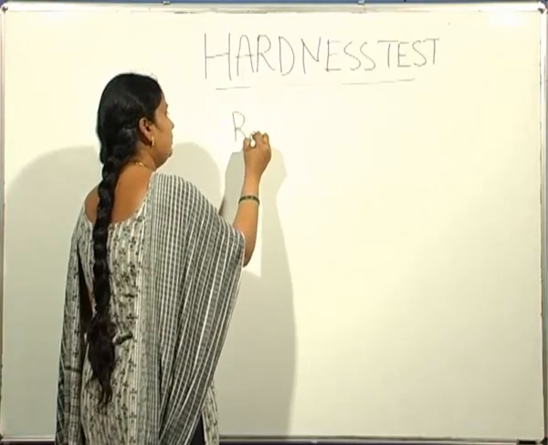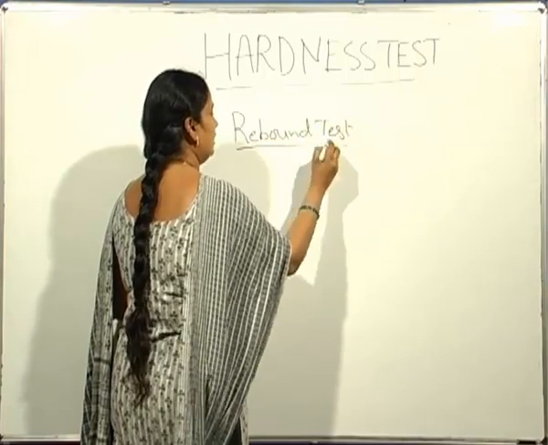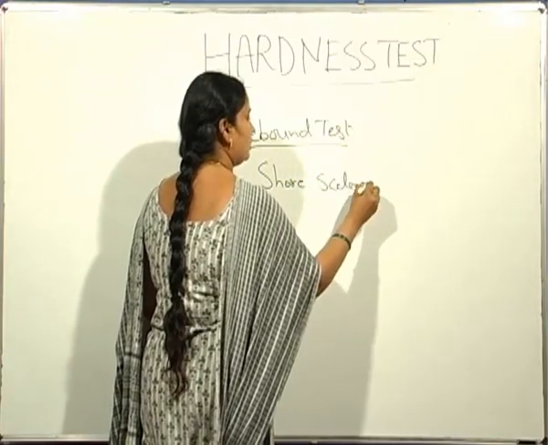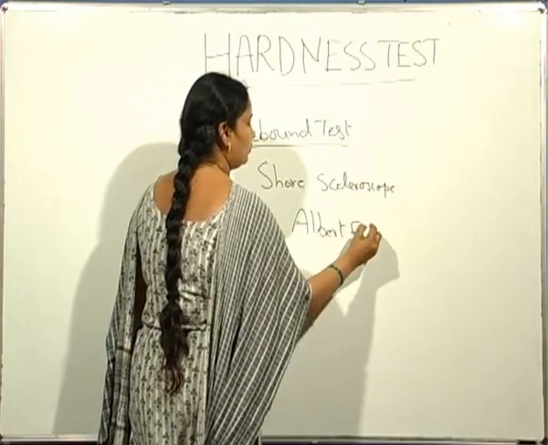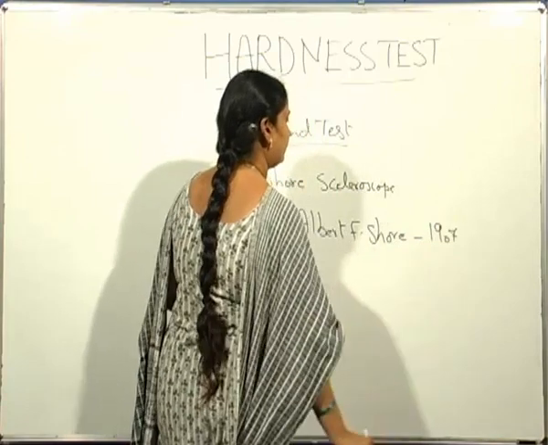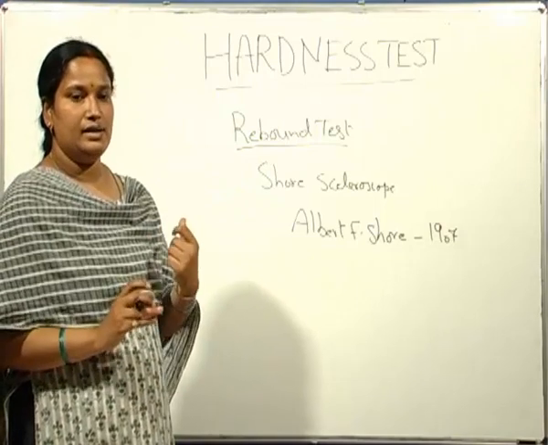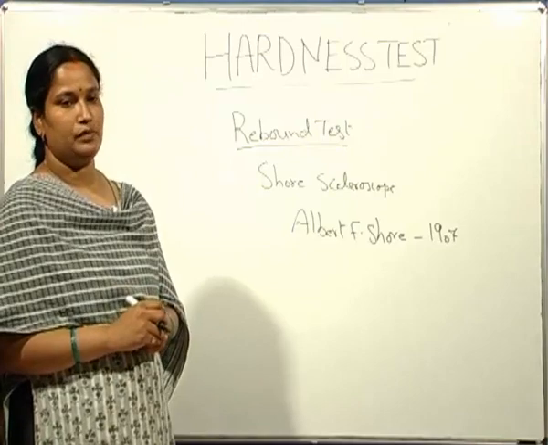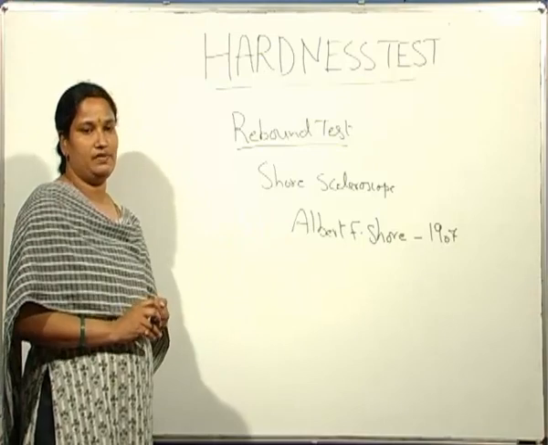The example of this rebound test is the Shore scleroscope, which was invented by a scientist known as Albert F. Shore in the year 1907. So this is one of the hardness testing methods which uses the principle of elastic rebound.